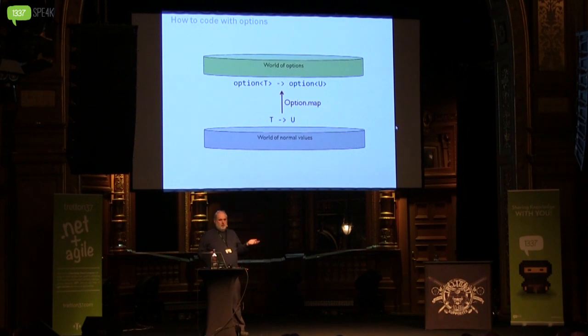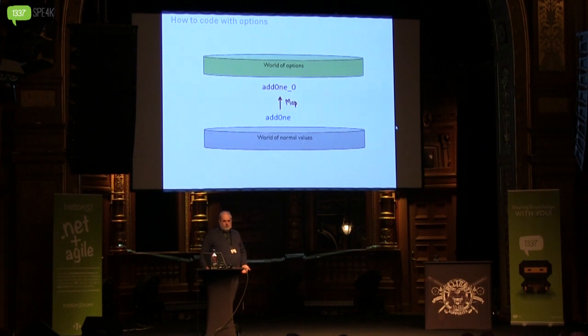You use option map in this case. So option map basically takes any kind of T type to any kind of U type, and it turns it into an option T to an option U. So any kind of function down here, it turns it into a function up there. And again, that's called lifting. That's why people call that lifting, because you're moving it from down here to up here.